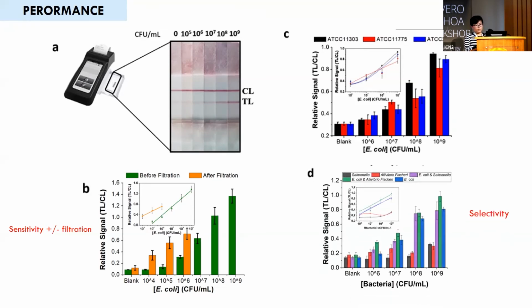We also tried to prove this biosensor's selectivity. We tried other bacteria species like Salmonella and Vibrio fischeri. From these results, we can see this lateral flow strip can not only detect all of the species of E. coli but also discriminate other species, for example Salmonella and Vibrio fischeri. This proves that it has very good sensitivity and also good universality.